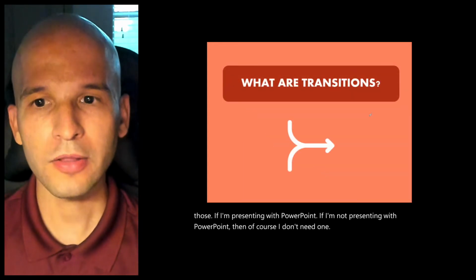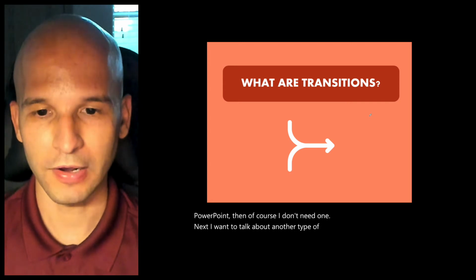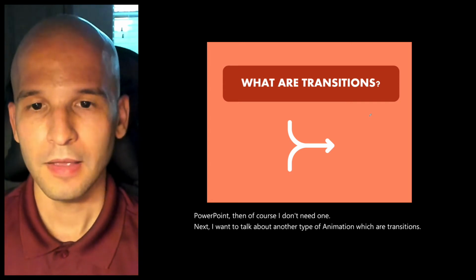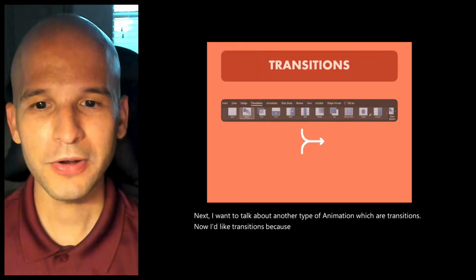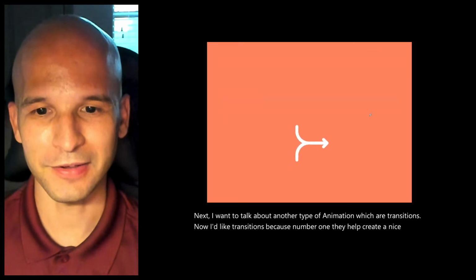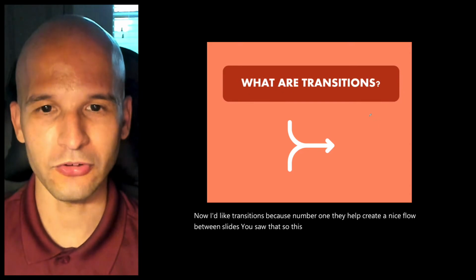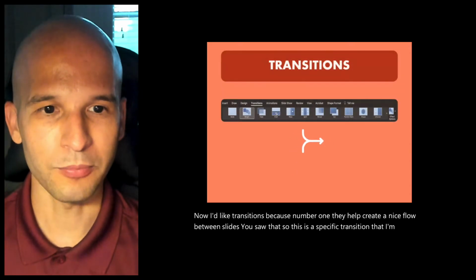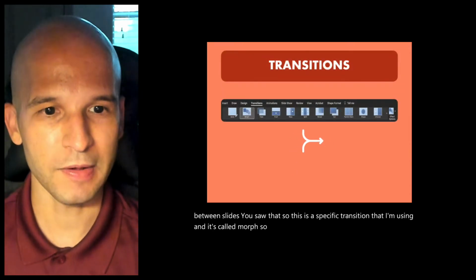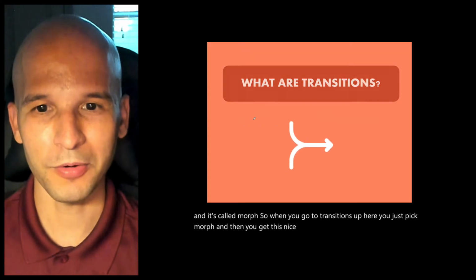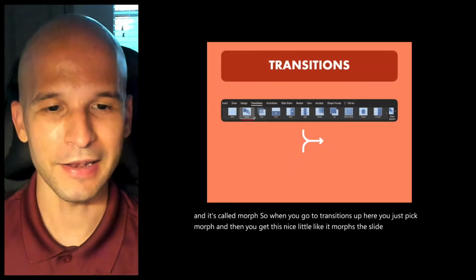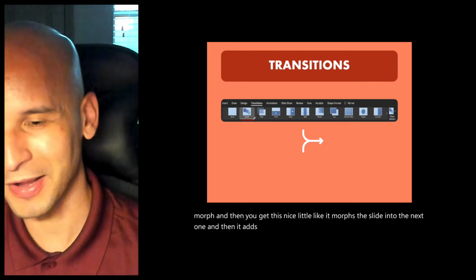Next, I want to talk about another type of animation, which are transitions. Now, I like transitions because, number one, they help create a nice flow between slides. You saw that? So this is a specific transition that I'm using, and it's called morph. So when you go to transitions up here, you just pick morph, and then it morphs the slide into the next one, and it adds some continuity and woo to it, okay?